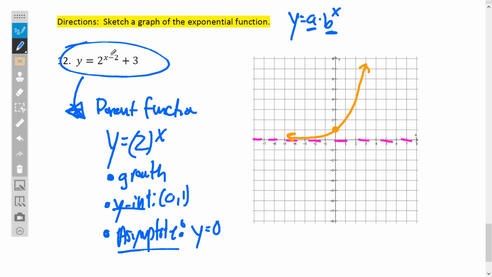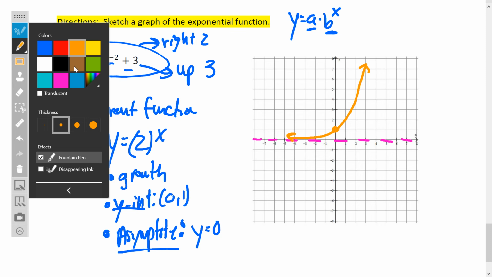This one has the two transformations. It has the -2 and it has the +3. So those two numbers are going to move this around a little bit. It's going to move the asymptote and it's going to move the y-intercept. Well, it's going to move the whole thing, but those are the two things we're going to move. So the -2 moves it to the right by 2. The +3 moves it up by 3. So I'm going to move this graph around to match that.